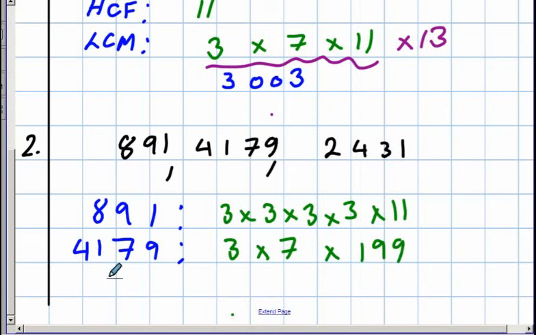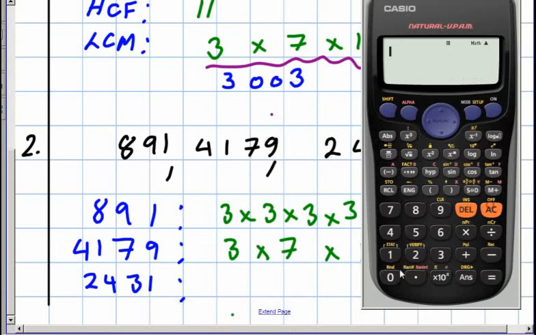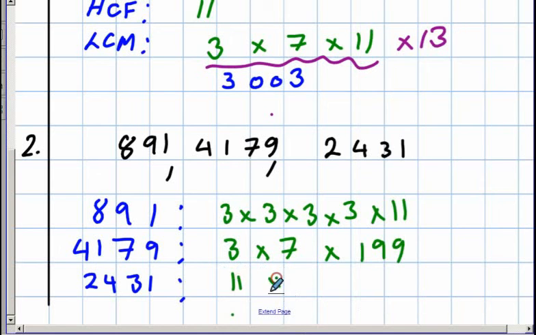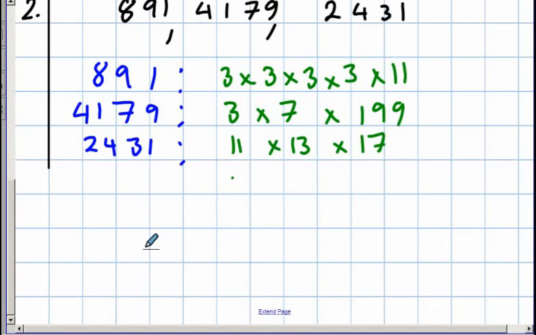And lastly, 2431. 2431 equals shift fact. 11 times 13 times 17. So there are all 3 numbers as a product of their prime factors. What do they have in common? None. So the highest common factor, well, it's not nothing. The highest common factor is 1. If they have nothing in common, obviously 1 will go in both.